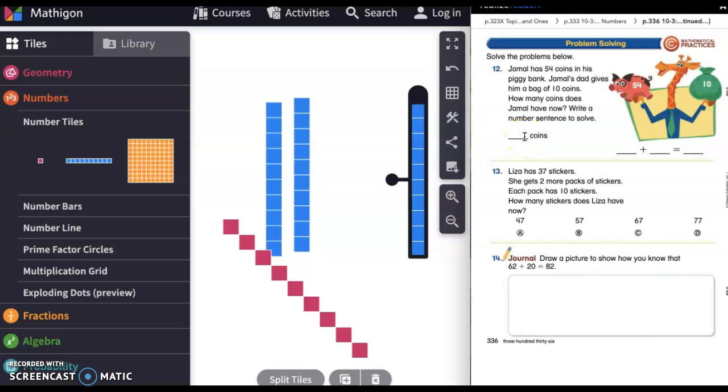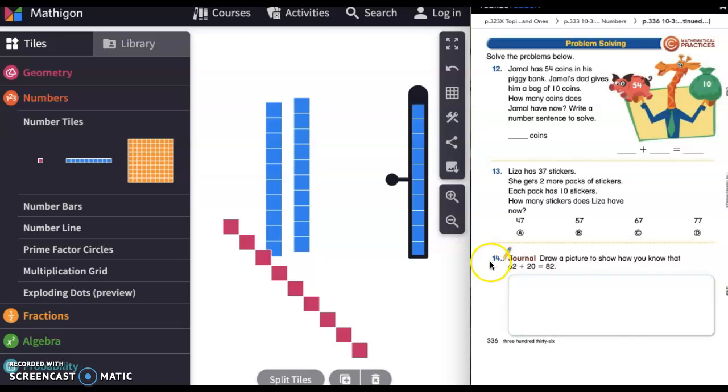For number 13, Liza has 37 stickers. She gets 2 more packs of stickers. Each pack has 10 stickers. How many stickers does Liza have now? Okay, so you have 37 to start. She has 37 to start with, and she gets 2 more packs with 10 in each pack. So you have 10, 20. How many does she have altogether? You'll fill in the circle.